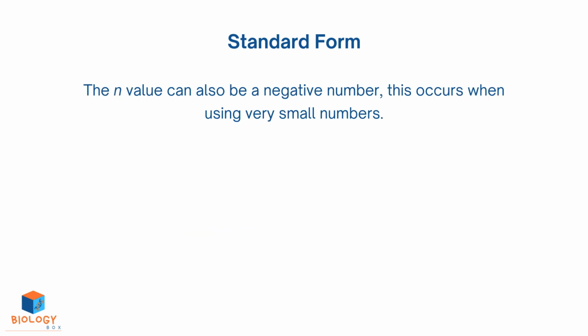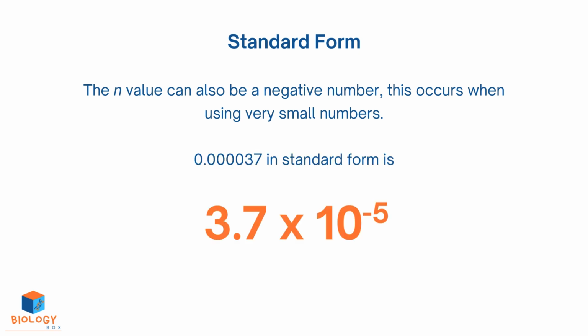The n value can also be a negative number. This occurs when using very small numbers. 0.0000037 in standard form is 3.7 multiplied by 10 to the power of minus 5.